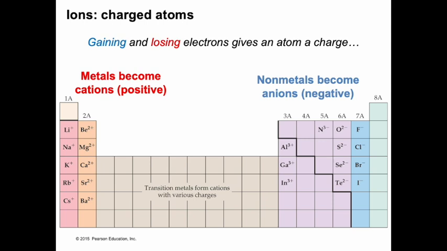All of the elements in column 6 are going to gain 2 because they already have 6 and they need 2 more to get to 8. All of the elements in family 7A are going to gain 1 because they already have 7 and they need 1 more. And all of the elements in 8A aren't going to gain any because they already have 8.